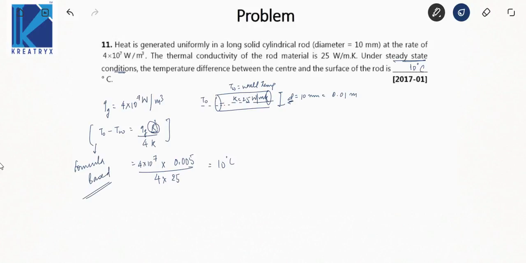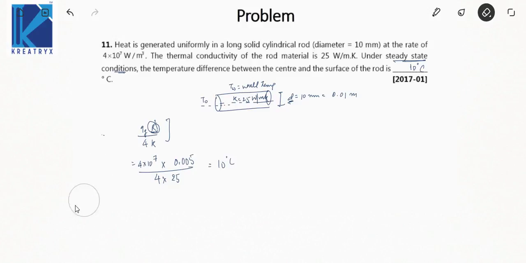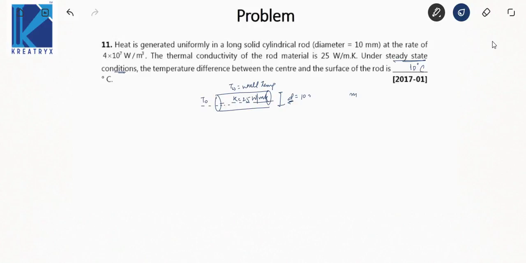Let's do it by the second method. Let me rub this first. I need some space. Okay, 10 mm diameter, so radius is 0.005 meters.